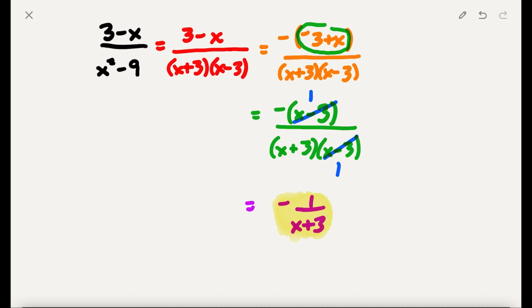Okay. Now we're not done yet though, because we still have to find the excluded values. Well, right here is probably the best place to look for the excluded values. It would be x is equal to plus or minus 3, because if you set either of those equal to 0, you're going to have x is equal to plus or minus 3. So those are the two excluded values. All right, let's go to the next one.